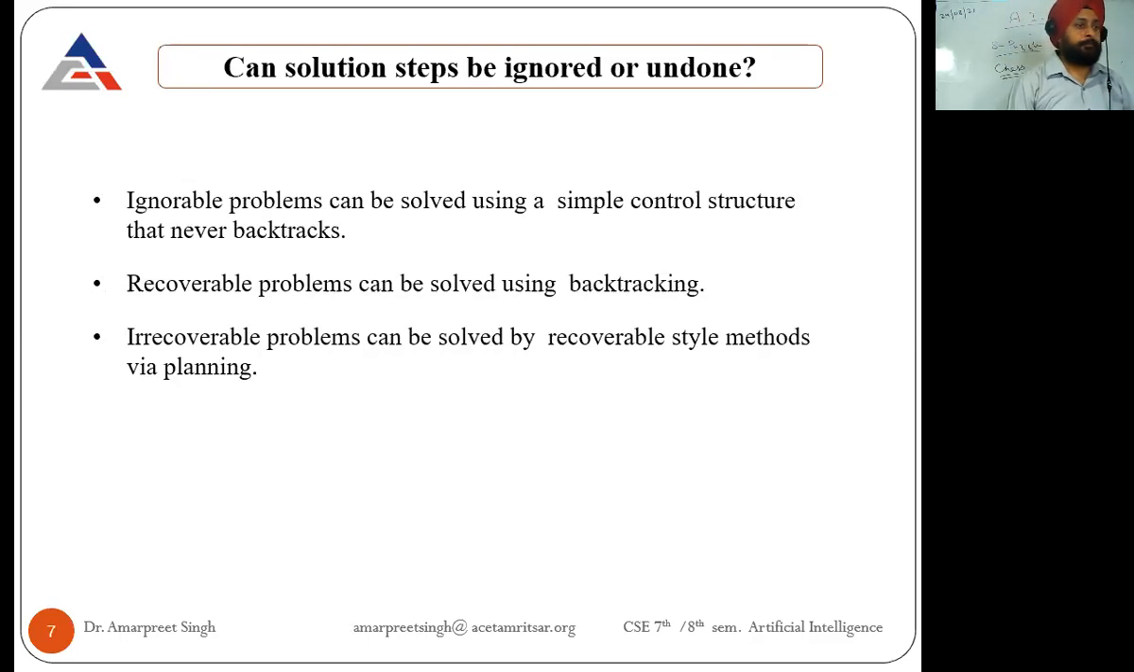Next. Can solution steps be ignored again? Ignorable problems can be solved using a simple control structure that never backtracks. Recoverable problems can be solved using the backtracking technique, and irrecoverable problems can be solved by recoverable style modules via planning. So very much planning is required. It is not suggested that in case of an irrecoverable problem you should start solving your problem without planning. So it needs utmost, very careful planning.